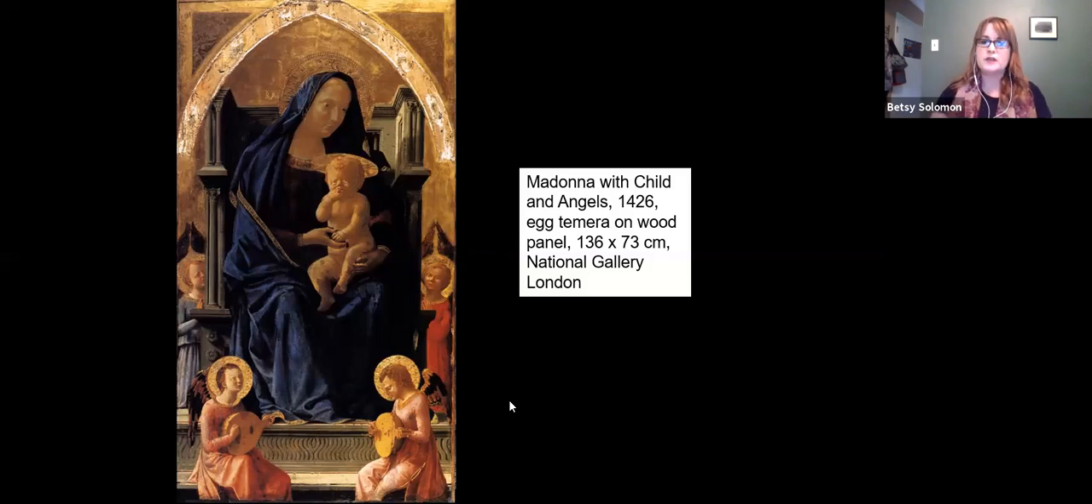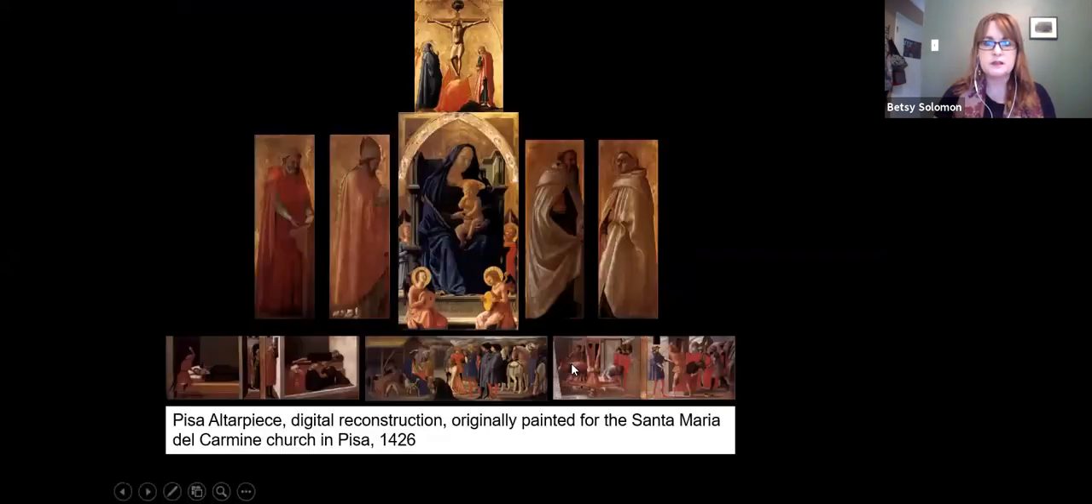So all of those elements carry through the many different pieces, many different details of the paintings. Okay, so let's look at this here. Now this is the reconstruction of the Pisa altarpiece. So this is what we just looked at. And the altarpiece was created for the Church of Santa Maria della Carmine in Pisa.